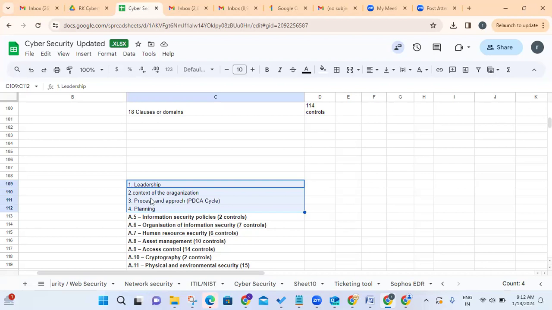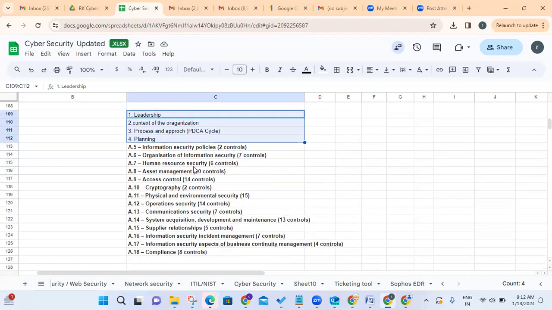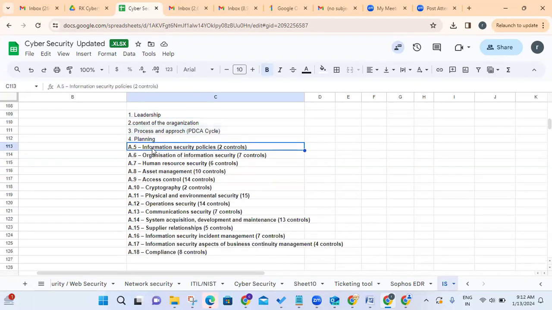So the first four belong to goals, objectives, leadership, context of the organization, and planning and processing and implementing all these 114 controls. Our main controls start from A5, whose full name is SOA, statement of applicability or statement of authority. These are all the main controls we have to validate as an internal auditor.